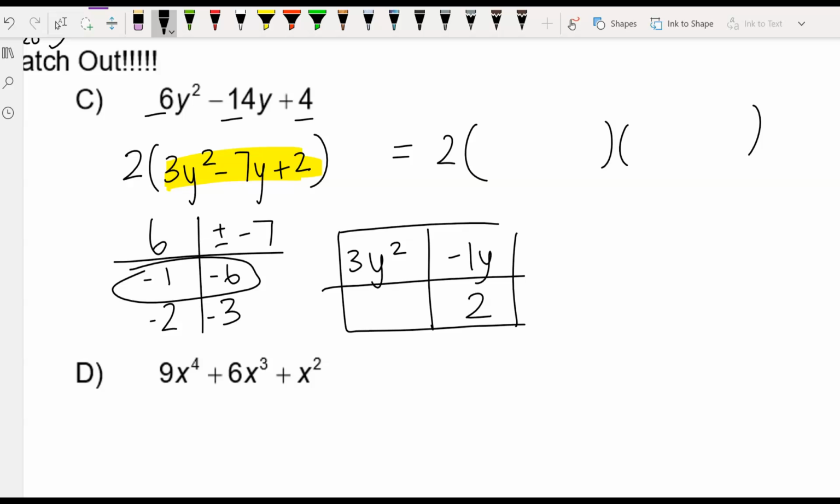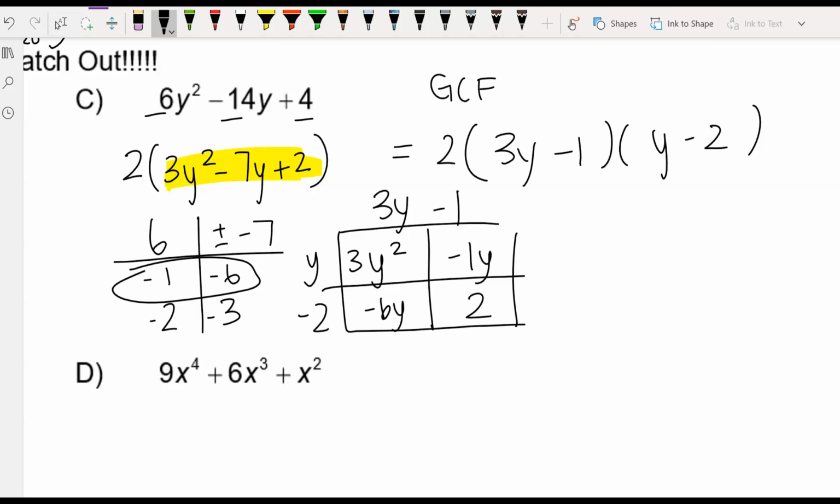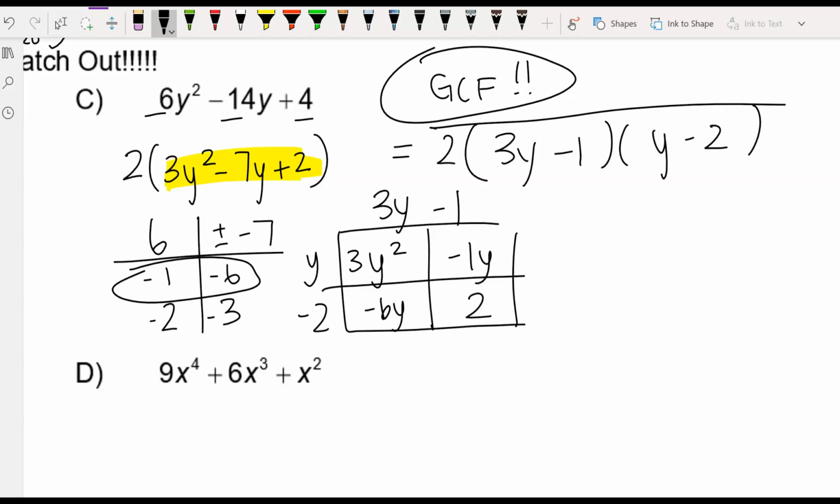So -1y, -6y. So we have a 3y in common here, and then a negative 1, y, and negative 2. So negative 2 times negative 1 makes that positive 2. So 3y minus 1 and y minus 2. So always remember GCF. Always check for that. You can take it out at the end, but it makes things a little tricky. So always take that out at the beginning.